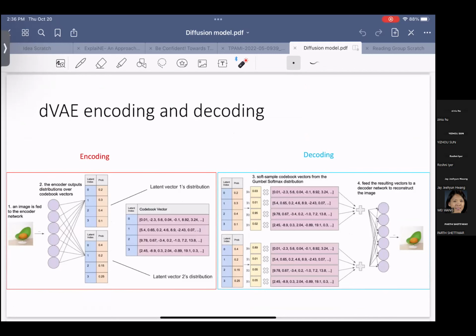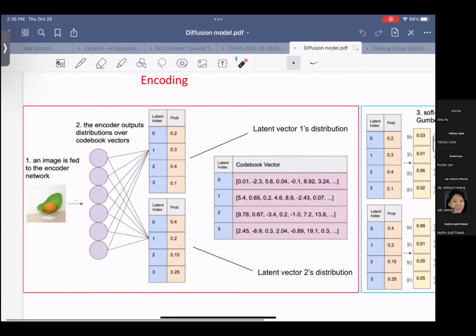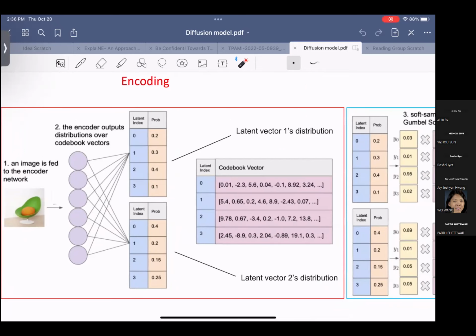So if my explanation was not super clear from the previous page, we can look at this example here. Assuming the codebook only has 4 codes, or 4 embeddings in it, the encoding part will give you this avocado chair, and then you encode it and generate these 4-dimensional embeddings. For each of these 4-dimensional embeddings, it tells you, okay, this is a distribution. You should multiply these 4 numbers with the 4 codes in the codebook, and then get your representation of the image.